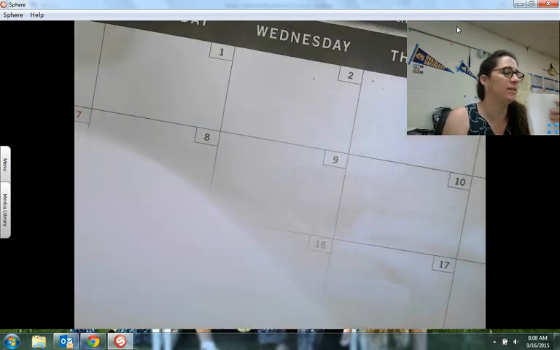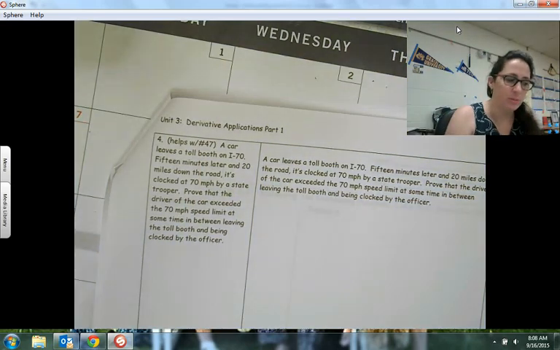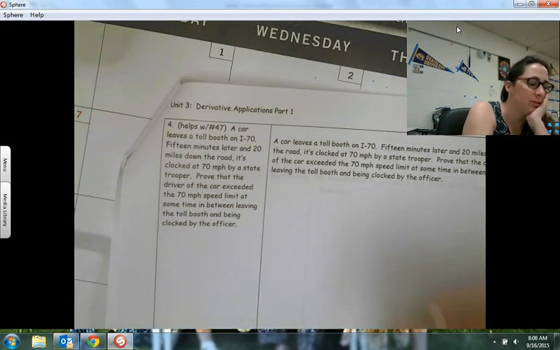Alright, so this is a pretty cool one. A car is going to leave a toll booth on I-70. So here's my little car.